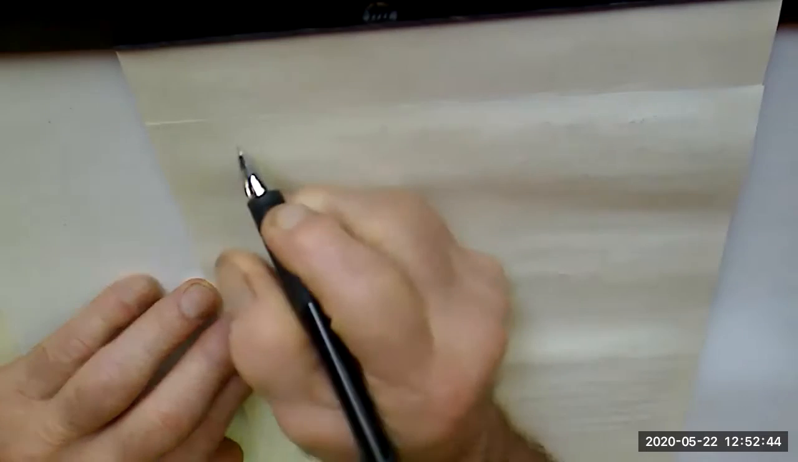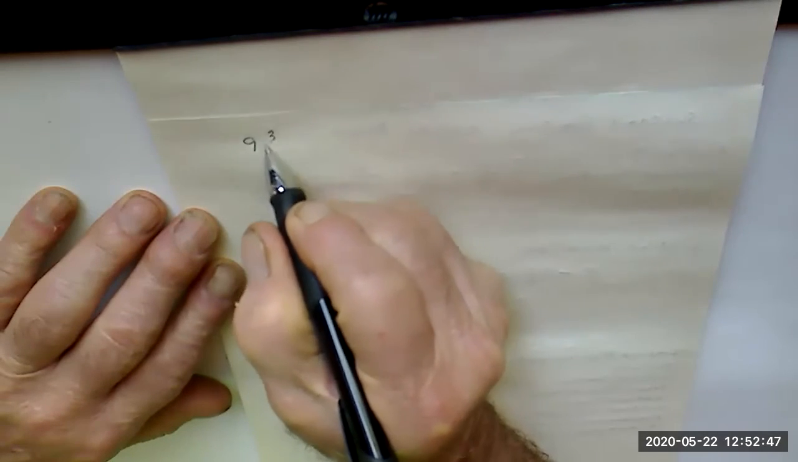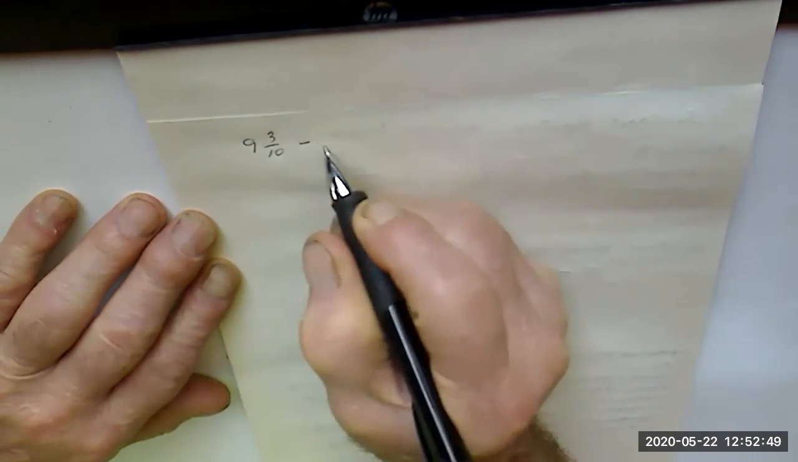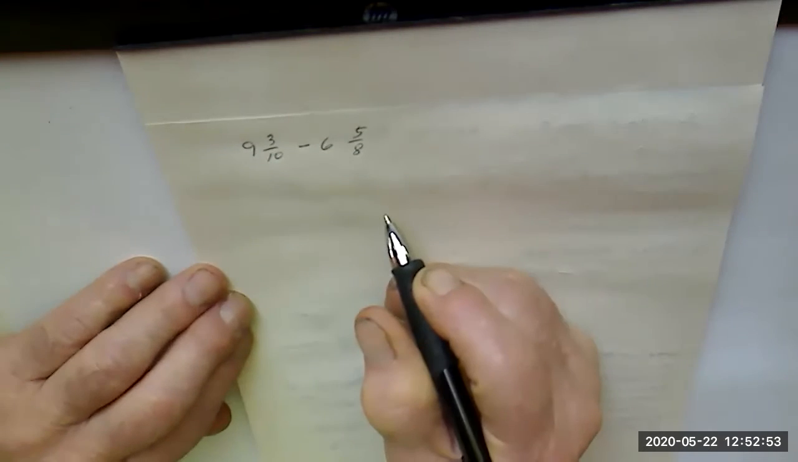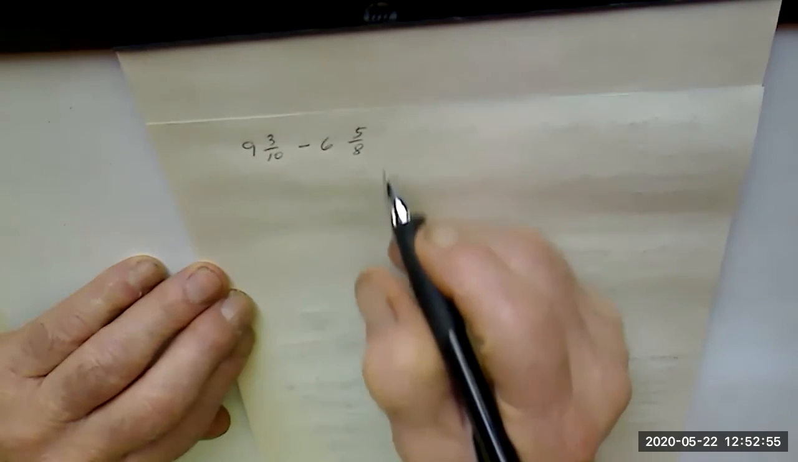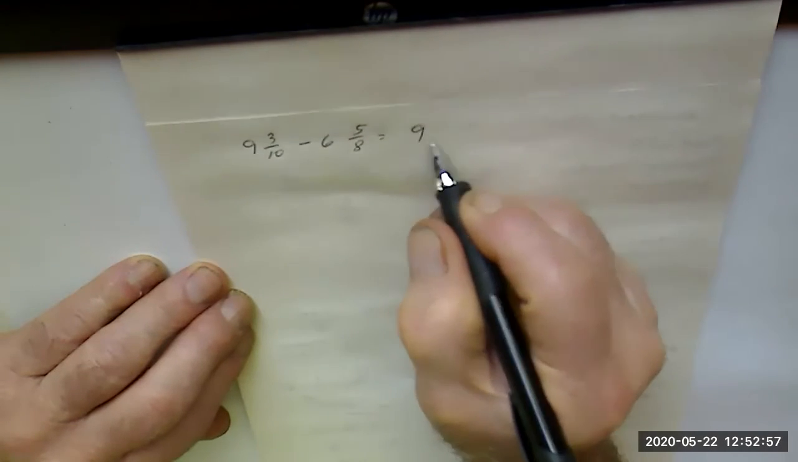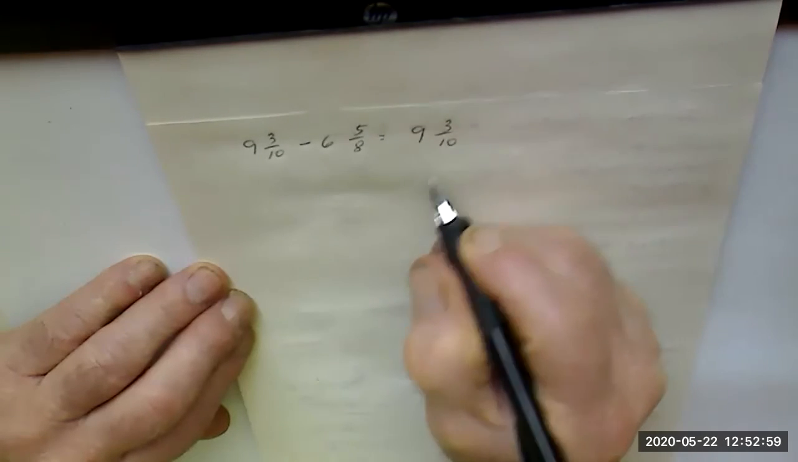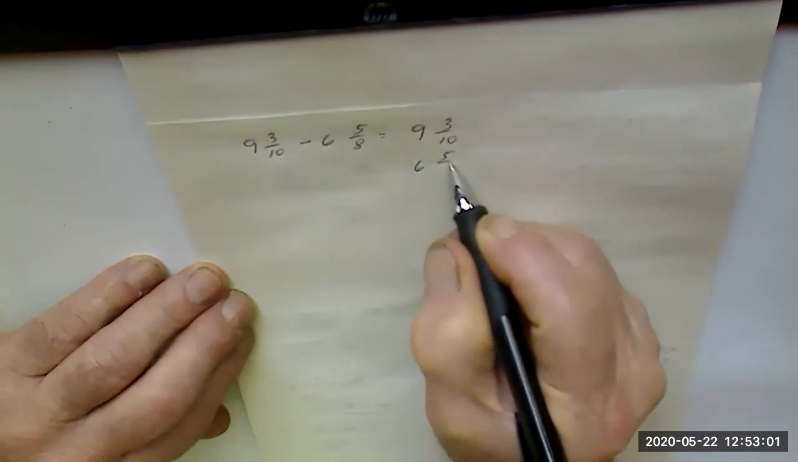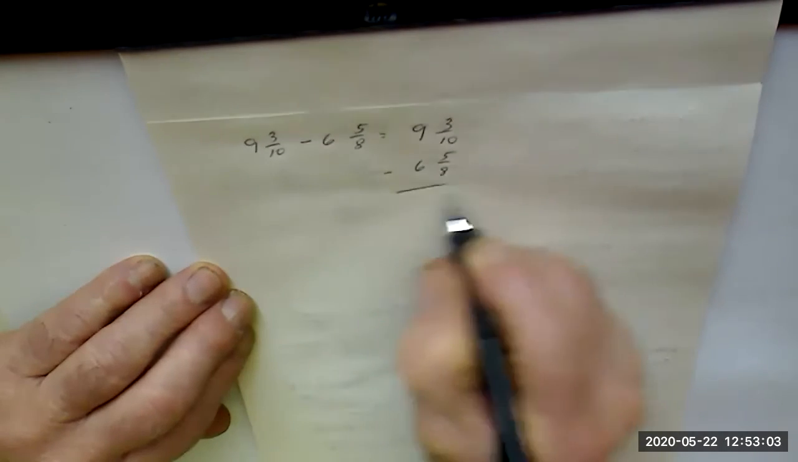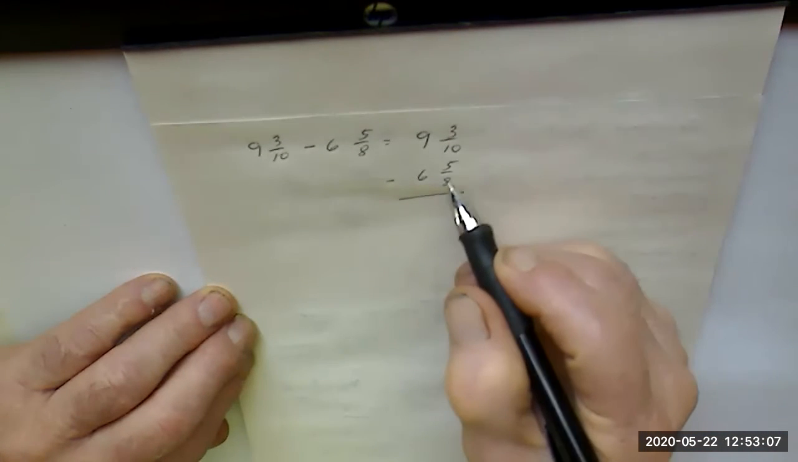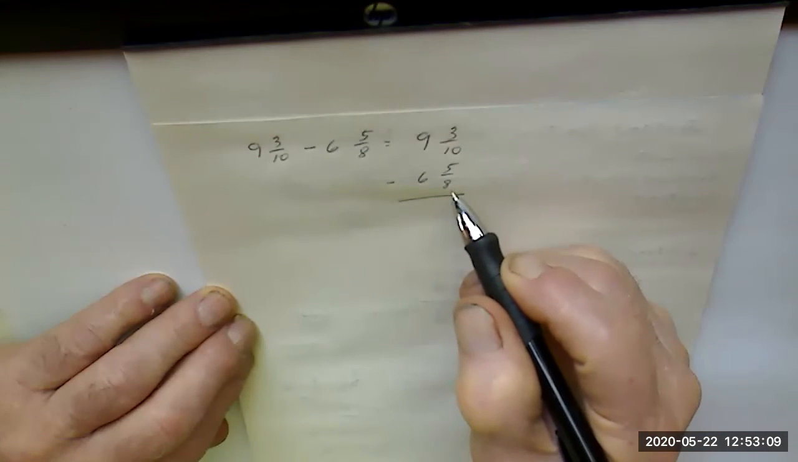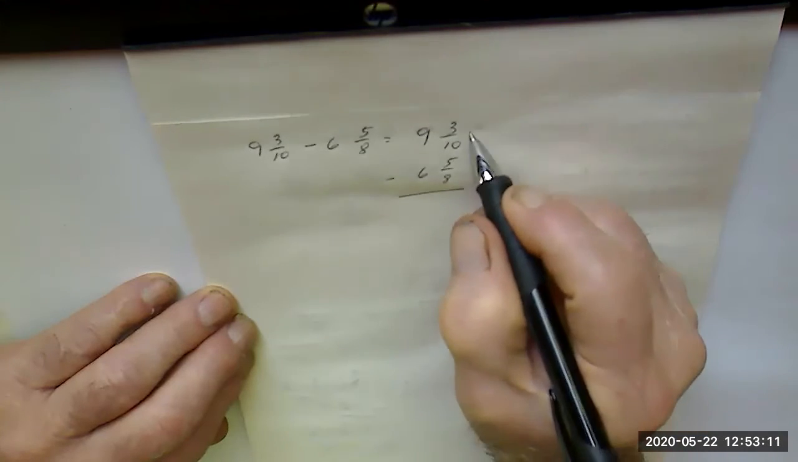One last problem. Let's assume we have 9 3/10. Subtract from it 6 5/8. Again, I said we like to do mixed numbers subtraction vertically. So 9 3/10, 6 5/8 underneath it, and we're subtracting. The first step is to find the LCD between 10 and 8, and the LCD between 10 and 8 is 40.